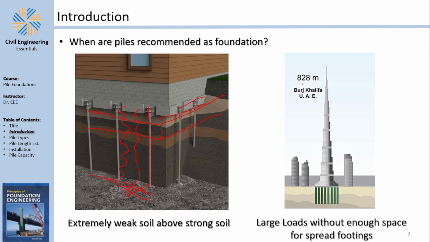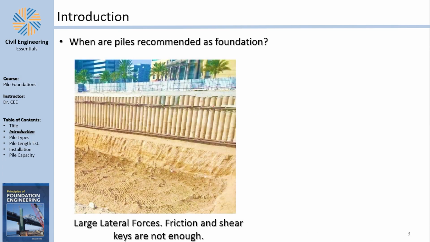Case number two is if you have large loads without enough space for spread footing. Basically, in both cases, you can think of it as reducing the footprint of the structure. Because were you to make a raft foundation for this thing, you would extend the raft foundation multiple neighborhoods, which is not feasible. So if you have large vertical loads and limited spacing, then you would need to go for deep foundation, pile foundation.